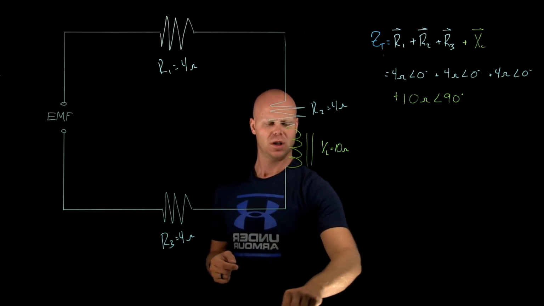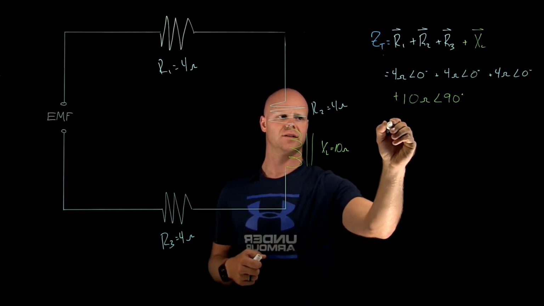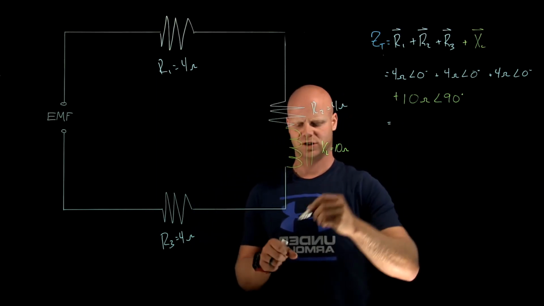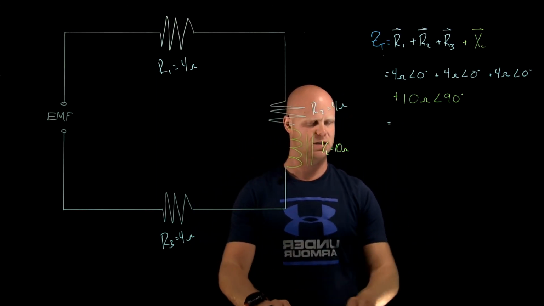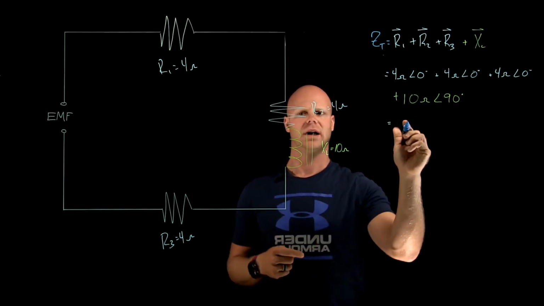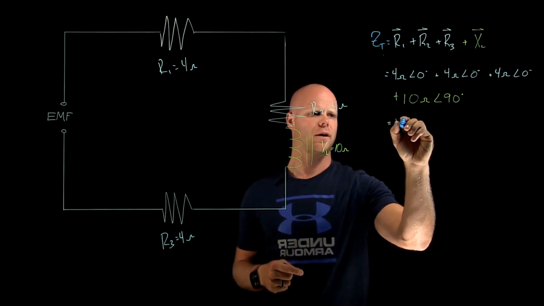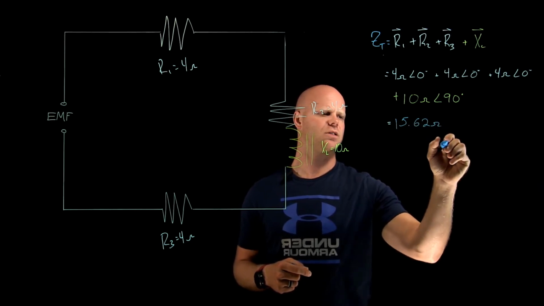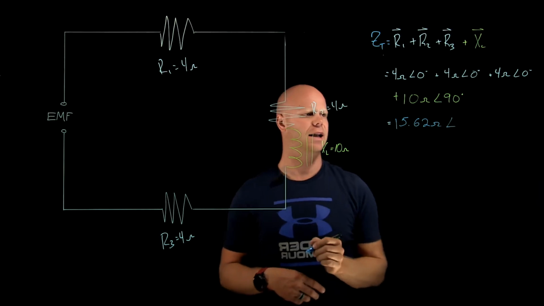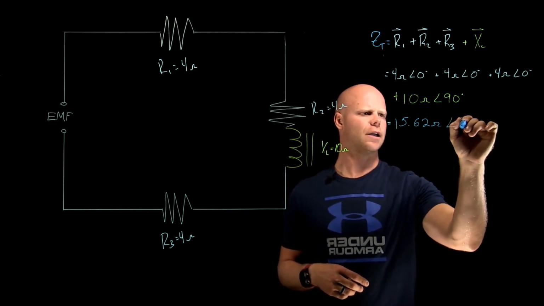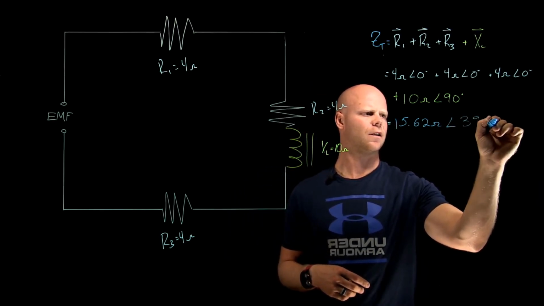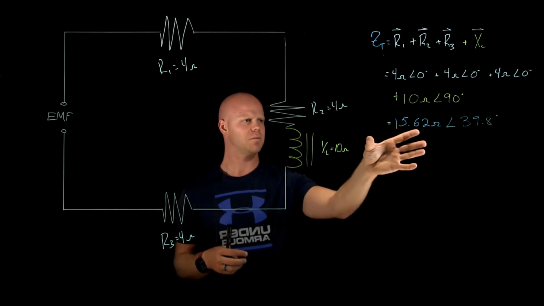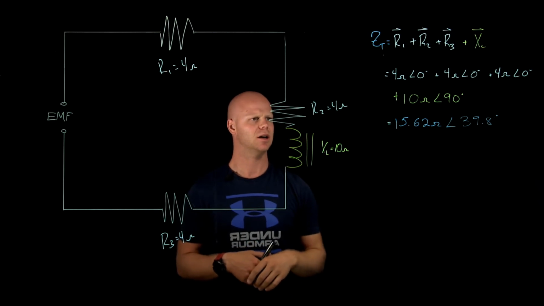So when I calculate this and add those at their appropriate values, I get a total circuit impedance. I'm going to switch colors, I'm going to make this blue. I'm going to have 15.62 ohms at an angle of 39.8 degrees. So that's where my circuit impedance lives.